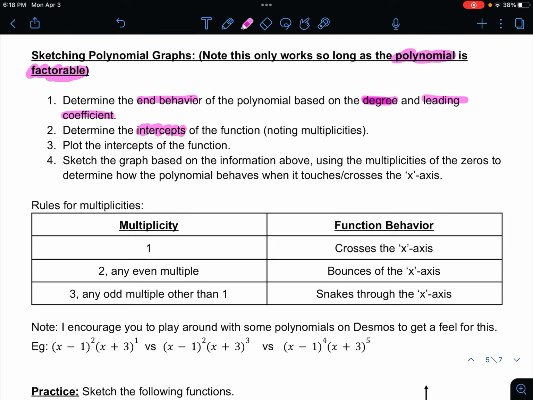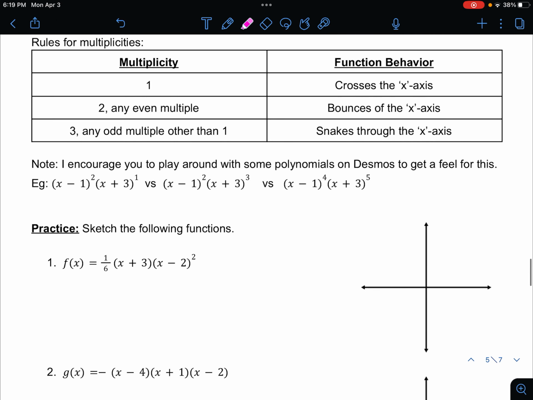Then you want the intercepts, and it is important to note multiplicities. That's really important because that'll tell you whether we go through the axis or if we bounce off, which I'll talk about in a second. You're going to want to plot those intercepts, get them on the graph, and then you can sketch it based on the information above. So you use the multiplicities with the zeros, and you'll really just want to figure out what happens when we touch and cross the x-axis, and you'll build a polynomial that meets the criteria of all this.